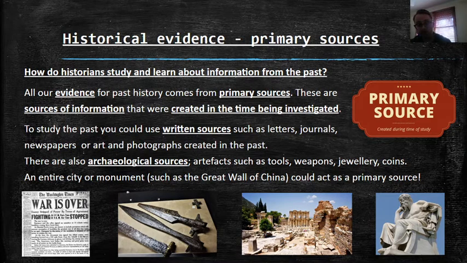There are also archaeological sources. So archaeology, basically digging stuff up from the ground. So you can find some cool weapons that I've got there, artifacts such as tools, weapons, jewelry, coins, even an entire city or a monument, such as the Great Wall of China, could act as a primary source because it was created during ancient China, during that time period, and it is a source of information that can tell us a bit about ancient Chinese history.